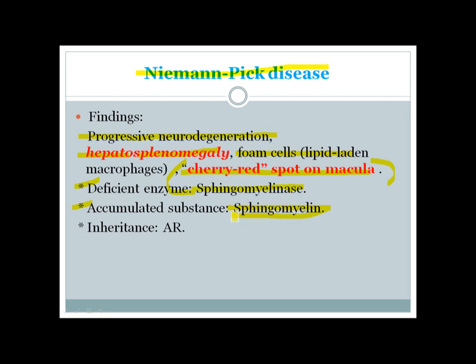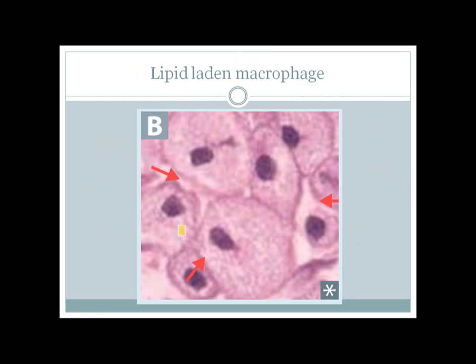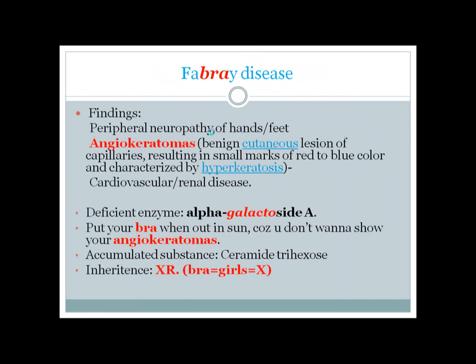So as the story goes that I previously mentioned, if I ask someone who is named Niemann to pick a sphingolipidosis, he will instantly pick a disease where there is actually an accumulation of sphingomyelin. This is some common sense. He will pick that disease because it sounds good. And the pattern of inheritance is autosomal recessive. So here you can see some lipid-laden macrophages. So this is the nucleus, and the lipids are outside the nucleus.